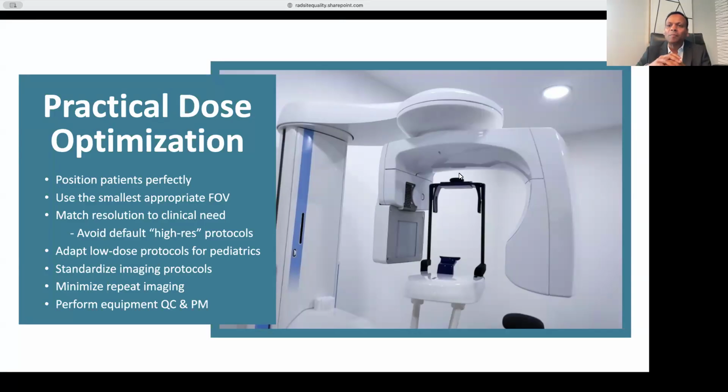Last but not least, a lot of facilities don't see the importance of doing equipment QC and PM visits. As a part of the QC, you would know how the tube output is behaving and how image quality is coming out. Without that, it's all a guessing game. We don't want imaging facilities taking that route. So I would think these are all the factors that would be very useful in building a good optimization program in a clinical setup.